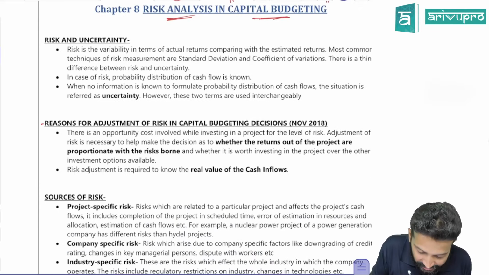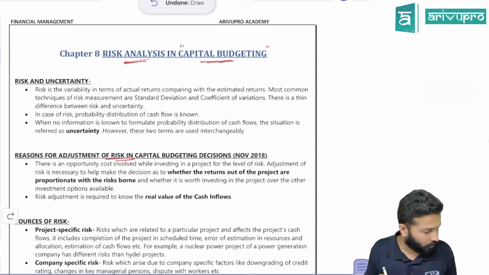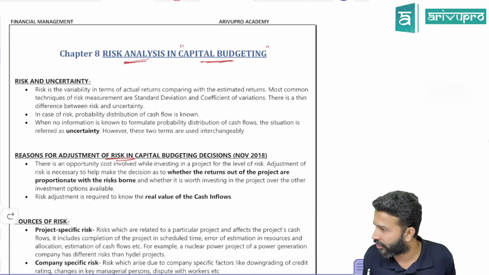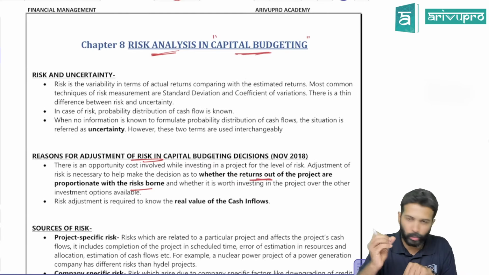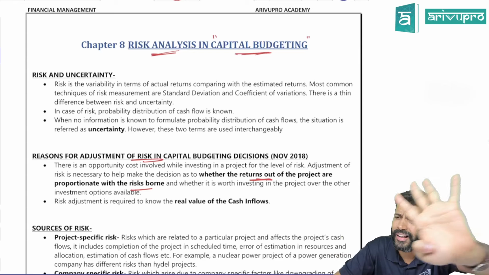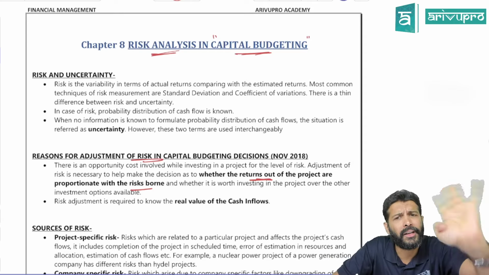So, the reasons why we should consider risk. This question actually came in November 2018 for 2 marks: why should we consider the risk element in capital budgeting decisions? One, risk and return go hand in hand. I've written the small points in the chart also. If your project is risky, obviously you will start expecting more return.